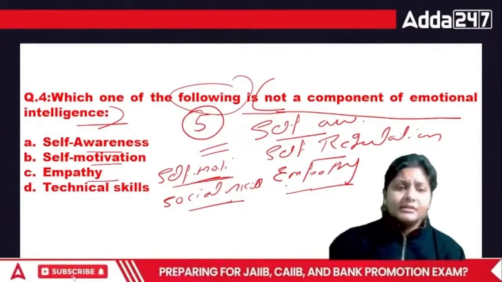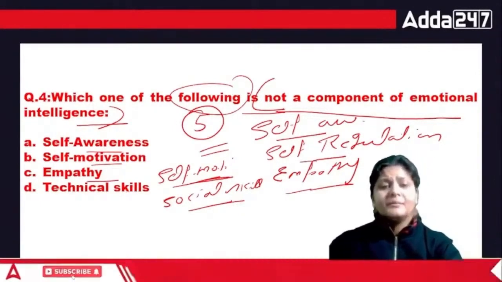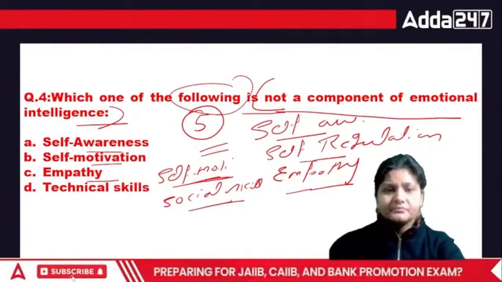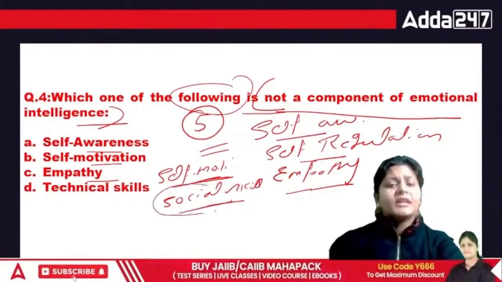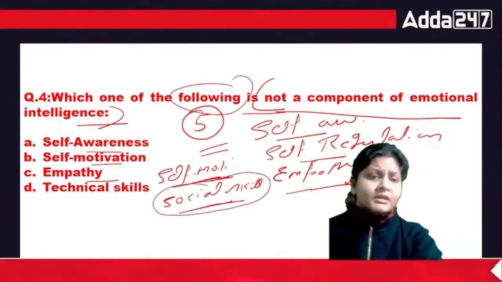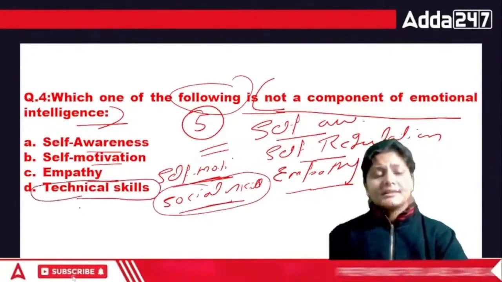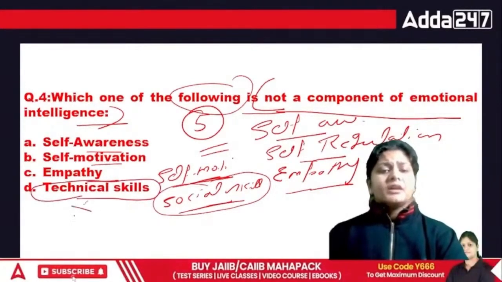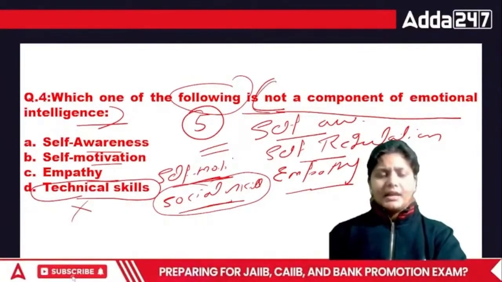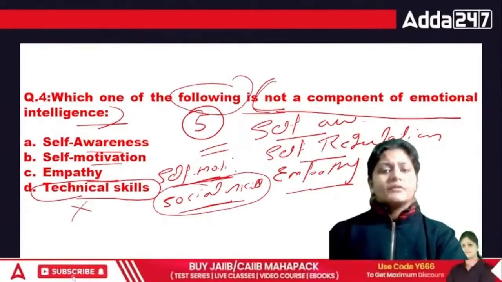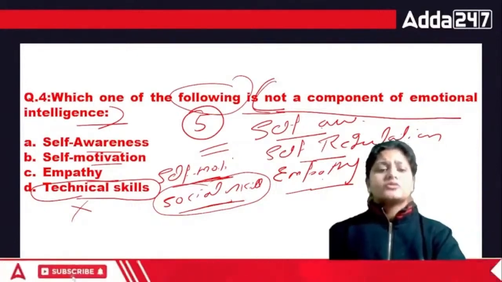Empathy means you have the capability to change the mood of others. Then we have self-regulation, that means to regulate your own behavior. Then we have the social network, that means you have the capability to build rapport with others. So here technical skills is not a component of EI. Last year in the December exam there was a question like that, which one is not a component. So these 5 are the components: self-awareness, regulation, empathy, motivation and social network.